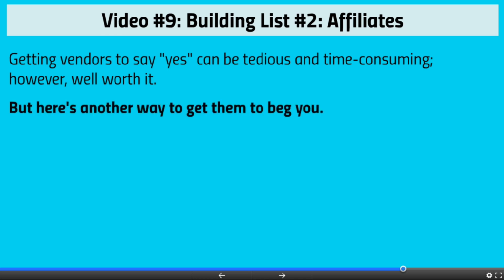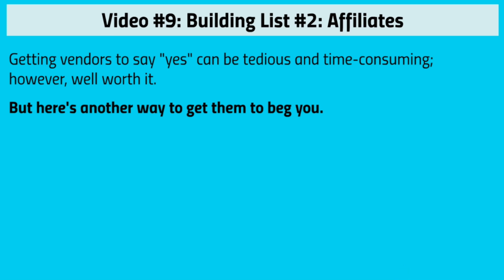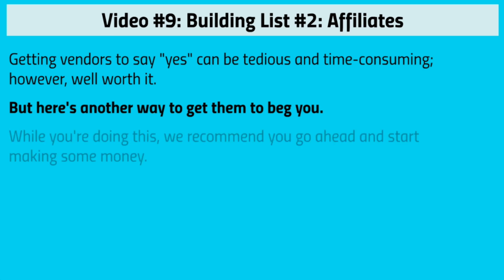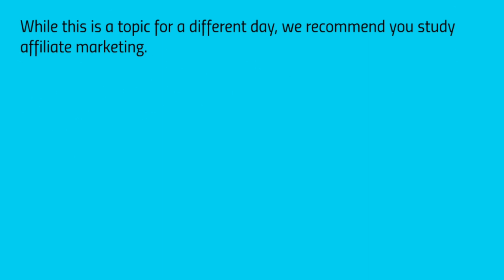However, that said, there is another way to actually get them to come to you and get them to beg you. So this works really well. This is something that we have tested over time and works. So while you're doing what we talked about in the previous video, we recommend that you go ahead and start making some money as an affiliate. So while this is a topic for a different day, and we can talk about affiliate marketing day in and day out, we really want to focus on this and at least a brief overview of what you should be doing.